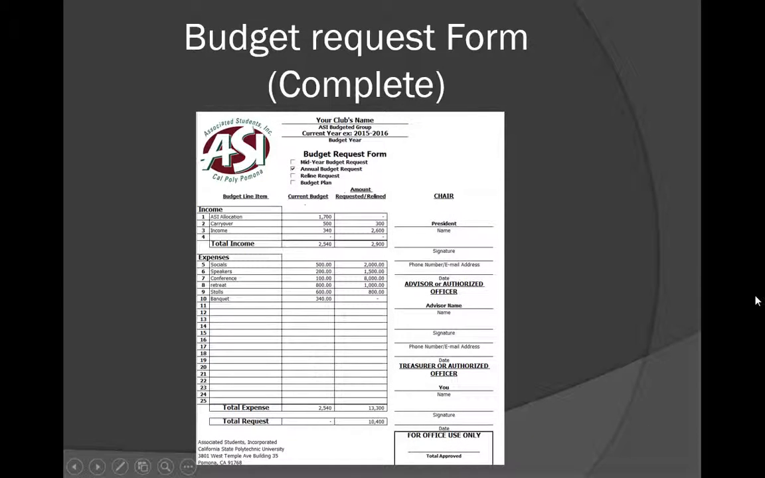So here's an example of a completed budget request form. Right here, total income equals total expense, as well as total expense minus total income equals the total request. And obviously, just fill out everything here, which needs your signatures from your president, your VP of Finance and/or treasurer, and your advisor.